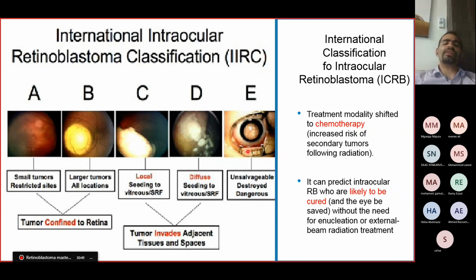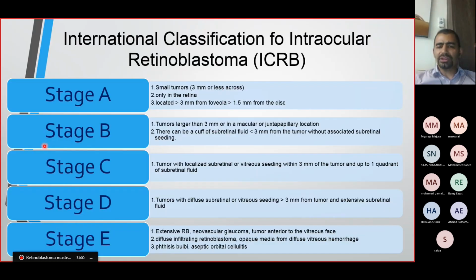E means massive involvement of the globe. The globe is non-salvageable, and probably enucleation will be the treatment for stage E. So if we look, stage A means a small tumor located only in the retina, and usually it's not very close to the fovea or the optic disc. If it's larger in size or close to the fovea or the optic disc, but still confined to the retina, we move to stage B, which is slightly worse than stage A.